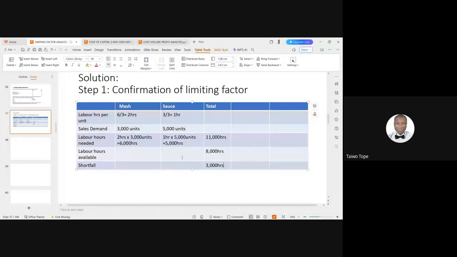Any question about this? Any question? Okay. In the absence of question, what is the next step? Calculate contribution. Determination of contribution per unit. Fine. Let's go back to the question.